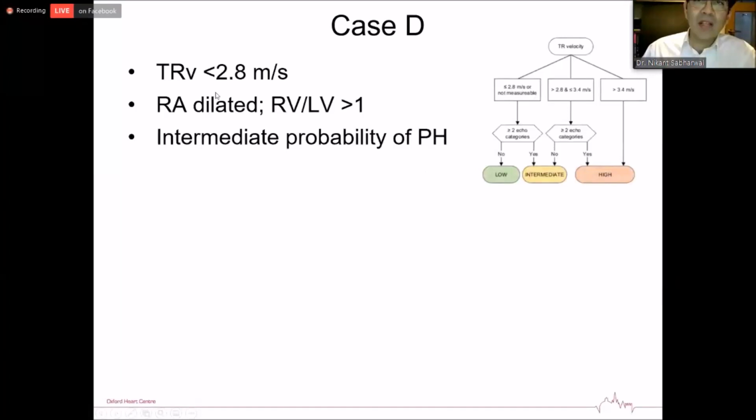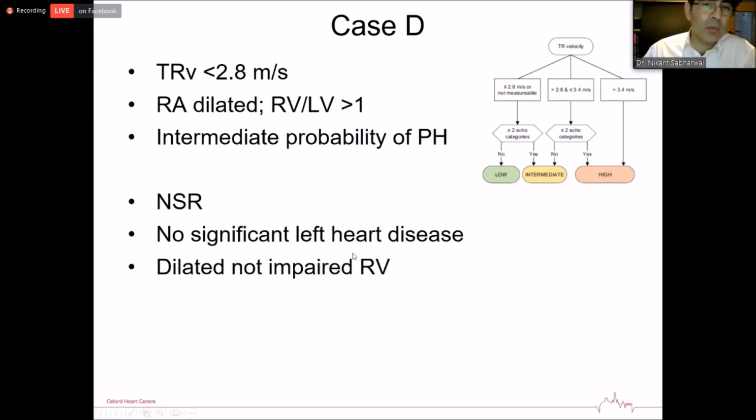So this lady's TR velocity is less than 2.8, so she goes straight down into the lower end category. Does she have two echo categories? Her RA is dilated and the RV is dilated, so she actually fulfills two categories and comes under the intermediate probability of pulmonary hypertension. She's in sinus rhythm. We know she doesn't have left heart disease. And it's a dilated and not impaired RV. That RV is working quite well.